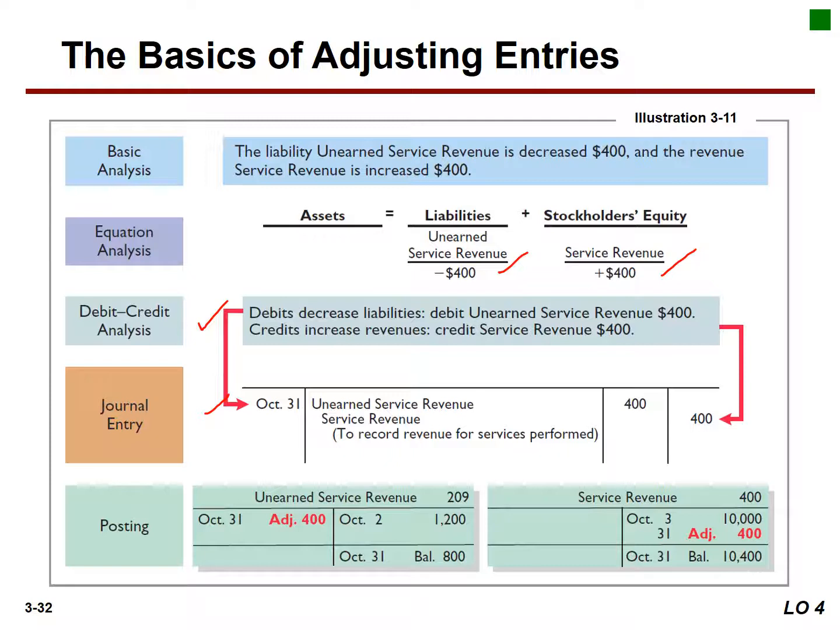And then the posting of that entry, you can see here, is going to cause our unearned service revenue balance to go from $1,200 down to $800. This is how much work that Pioneer Advertising Agency still needs to do for R. Knox. And then, of course, crediting our service revenue recognizes that work that has been done during the month of October. This gets our revenue recorded and our liability decreased.